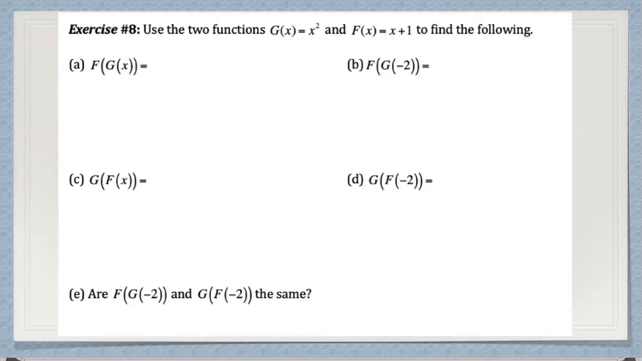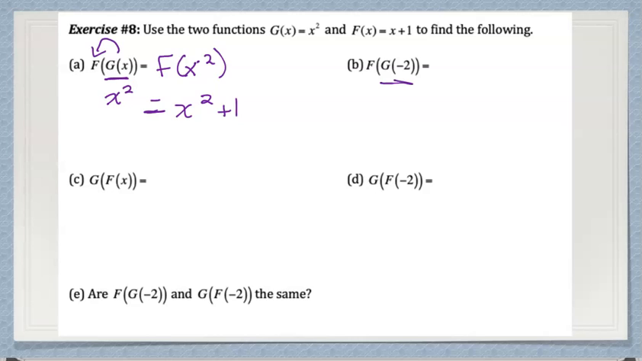What happens is you take the inside function and put it into the outside function as an input. So if g of x is the same as x squared, that means I'm going to go to my f of x function and put in x squared. So f of x squared is the same as x squared plus 1.